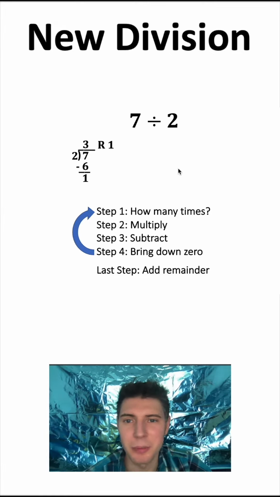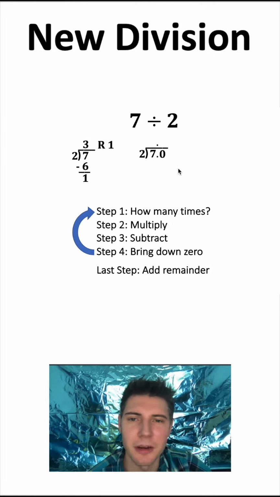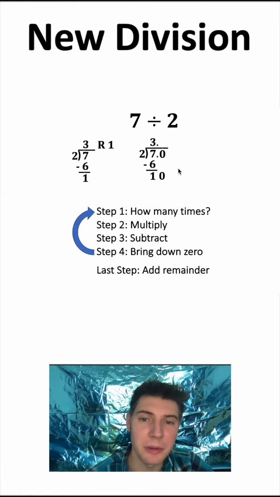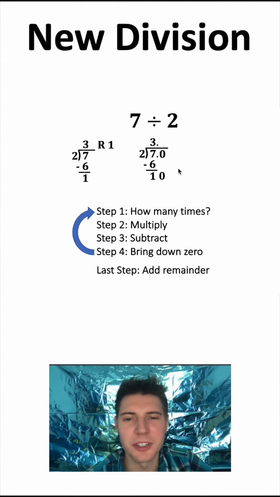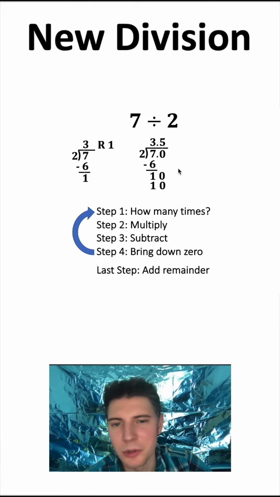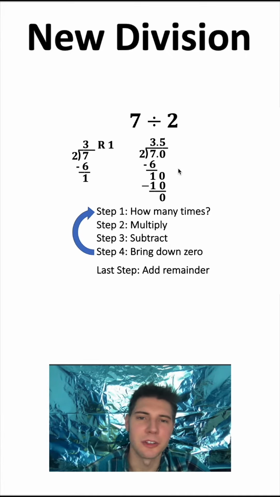If we want to do the same problem without a remainder, we can put a decimal point and a 0 there, bring the decimal up. Same thing, 2 goes into 7 3 times. Multiply, subtract, we get a 1. We can bring down this 0. And 2 goes into 10 5 times. And then 5 times 2 is 10. We subtract and we get 0. So now there's no remainder.